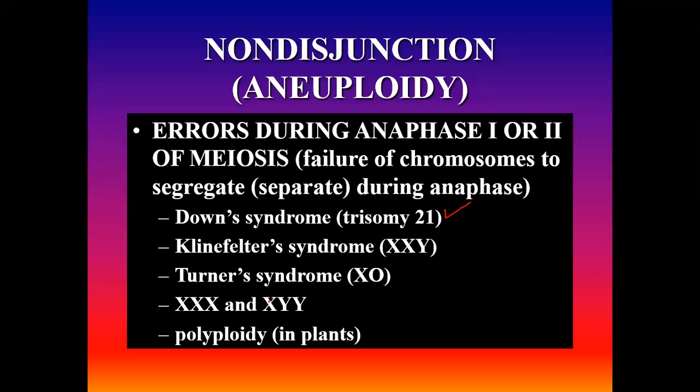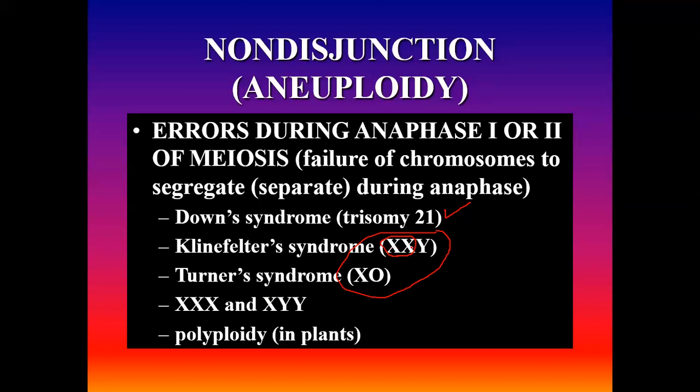Klinefelter syndrome and Turner syndrome occur on chromosome 23, which is our sex chromosome. And you can see that these two X's were supposed to separate during meiosis, but they didn't. So they went down together, down the spindle, and ended up in an egg eventually.